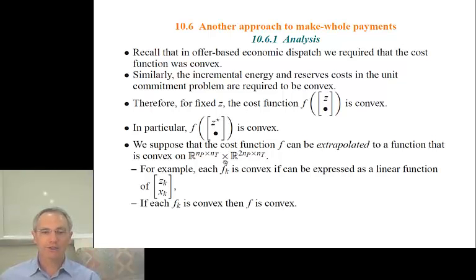For my subsequent analysis, I'm going to need to suppose something a little stronger. I'm going to suppose that the cost function f can be extrapolated to a function that is convex on the whole of R^(np times nt) cross R^(2 np times nt). In other words, if I now think of both z and x as continuous, I want to think of the resulting function as a continuous function of both variables. As an example, each f_k would be convex if it can be expressed as a linear function of z_k and x_k, and if each f_k is convex, then f itself would be convex.